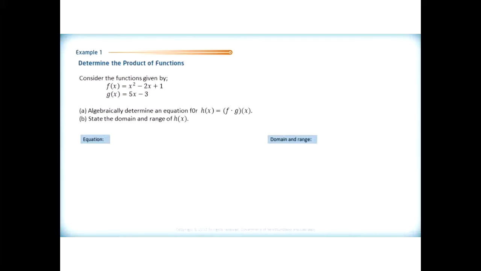Okay, so next we're going to look at our first example. It says consider the functions given by f of x and g of x, and we're asked to do some things here. First of all, we have to algebraically determine an equation for f times g.